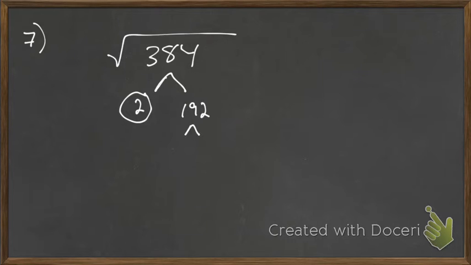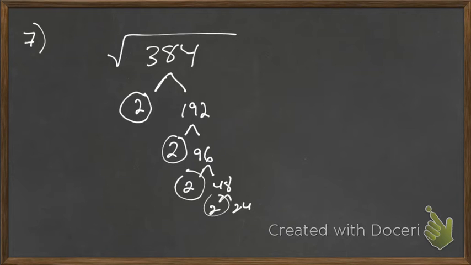192 also divisible by 2? 2 times 96. 96 also divisible by 2? 2 times 48, divisible by 2, 24, divisible by 2, 12, divisible by 2, 6, divisible by 2, 3. I almost ran out of space. Okay, so that's a lot going on, but this is the build up of the smallest numbers.